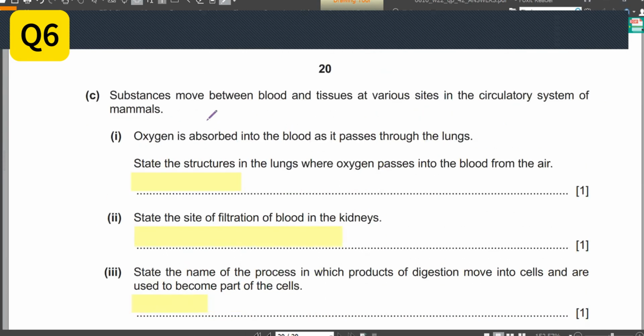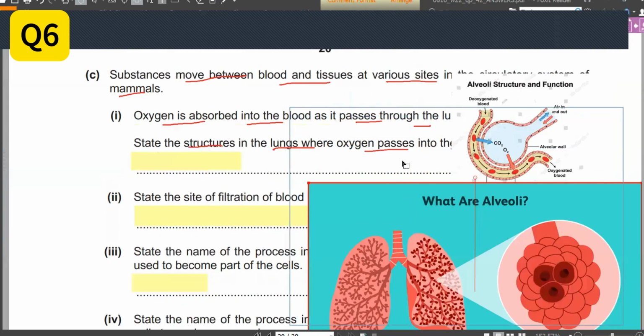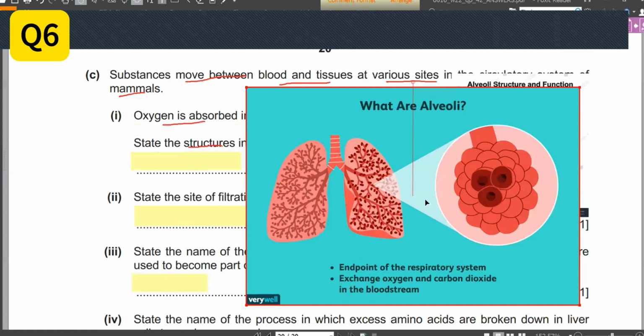Next, substances move between blood and tissues at various sites in the circulatory system of mammals. Oxygen is absorbed into the blood as it passes through the lungs. State the structures in the lungs where oxygen passes into the blood from the air. Basically in our lungs, if we zoom in, we will get to the alveoli. These are very fine structures where the gas exchange happens.